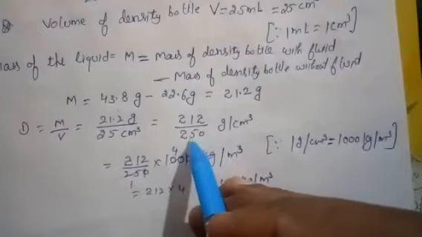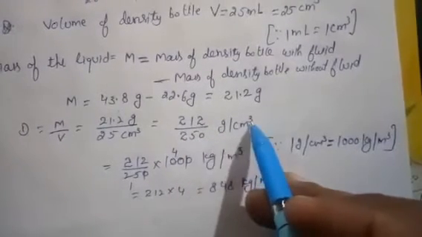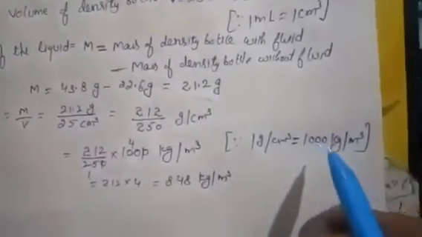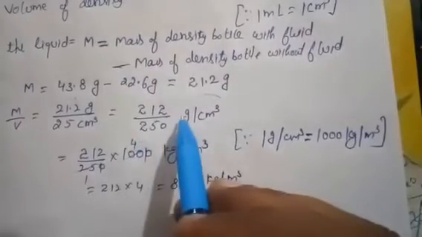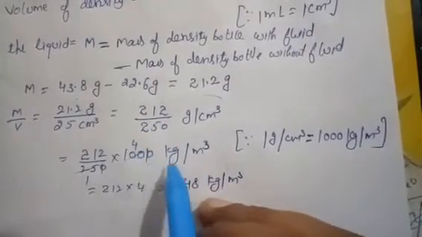So 10 will come here. So multiply 25 by 10 gives 250. So gram per centimeter cube. As we know that 1 gram per centimeter cube equals 1000 kilogram per meter cube. So multiply 212 divided by 250, multiply 1000 kilogram per meter cube.